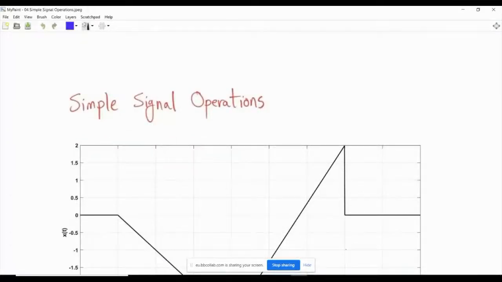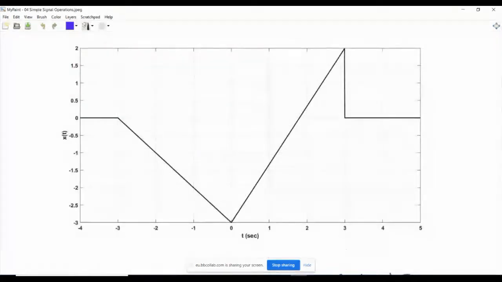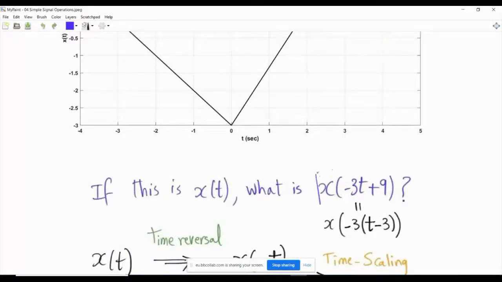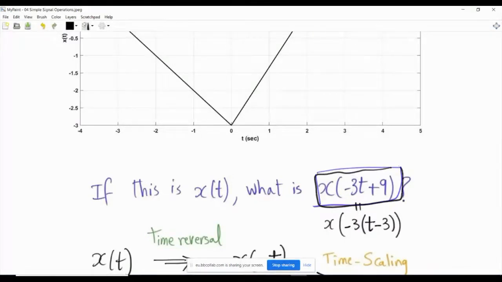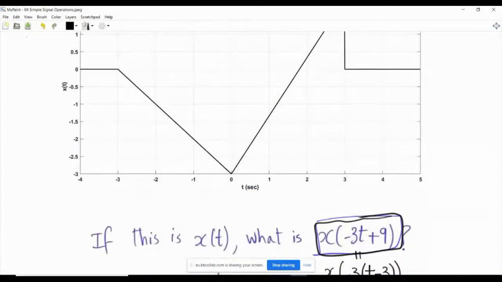Single signal operations, I will not spend much time on this. We do simple things to signals that typically appear in the math of Fourier analysis. Suppose that this is your signal x of t, and I want this signal x of minus 3t plus 9. This is a classical signals and systems thing, and you may have encountered it, with very high probability, in a previous course on signals and systems.